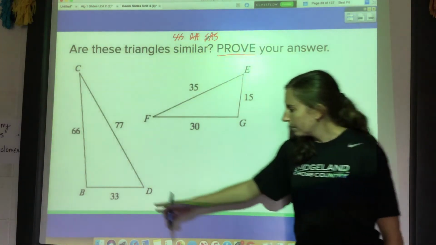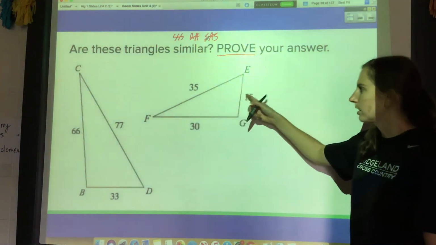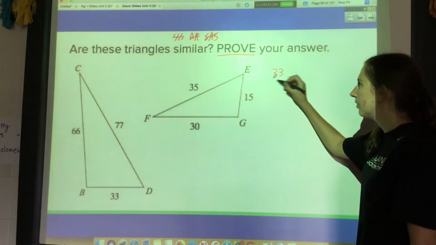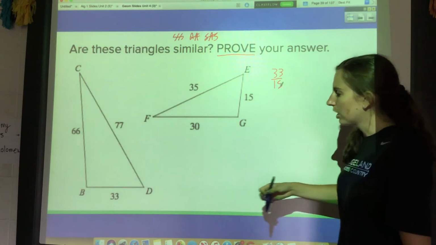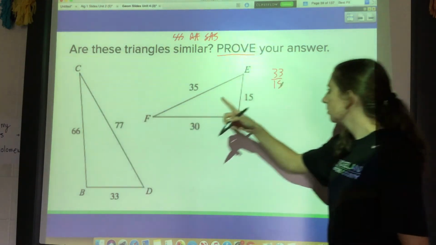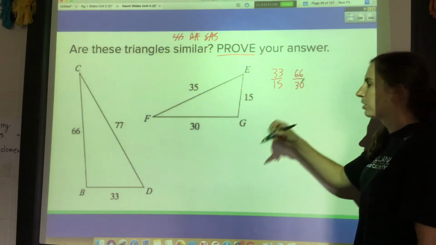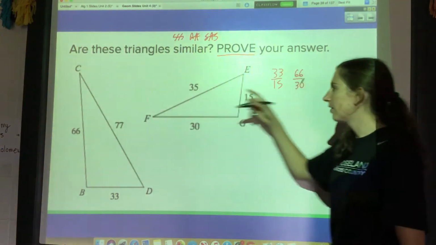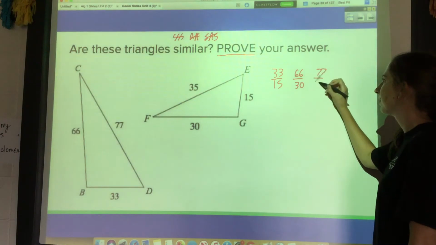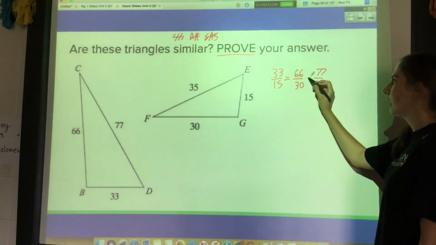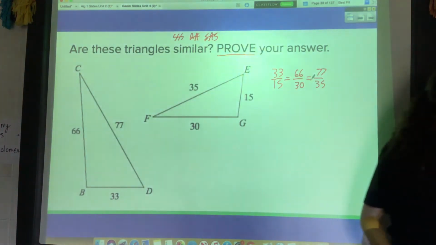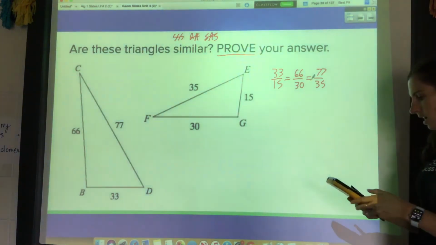So I'm going to match up this small side to this small side, so 33 to 15. I'll match up this medium and this medium, 66 to 30. And I'll match up the big to the big, 77 to 35. Do those equal each other? You may need to use your calculator a bit.